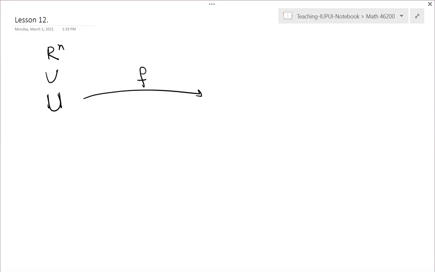I prefer to use a capital F because this is another single function. Then it goes into the same dimensional space. That will be some set, not necessarily open. The image, you can call it, let's say, U-tilde. So this is the image of this map.